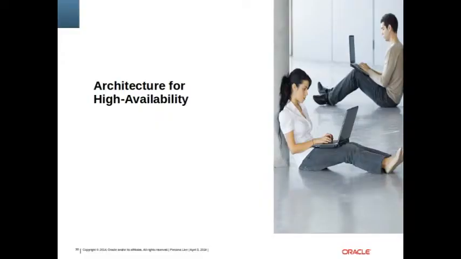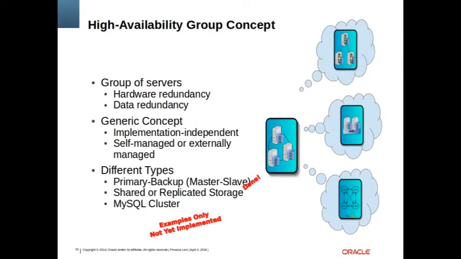Yeah. So let's move on. What is the architecture for high availability? The architecture for high availability is the concept of groups in Fabric. Each group is a group of servers. You have both data redundancy as well as hardware redundancy, because you have multiple MySQL servers running inside a group. You can choose to have all the MySQL servers running inside one box, or you could have one box for each MySQL server that is replicating to other MySQL servers.